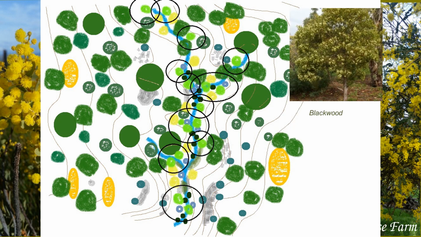We also have blackwood. That's another acacia, and that's a medium-sized tree. And it offers all the benefits of the acacia species, which are also legumes, so that there's many flowers for the insects.